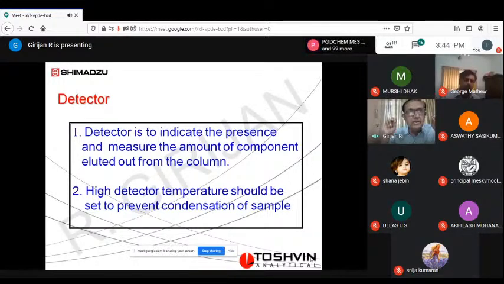Suppose you are going to 300 degrees for your column, your detector should be 320 degrees. Otherwise, sample condensation will take place inside the detector. If condensation takes place, the detector will get contaminated, sensitivity will reduce, and you have to call the service engineer for cleaning it. So to prevent that, you have to always use a high detector temperature.